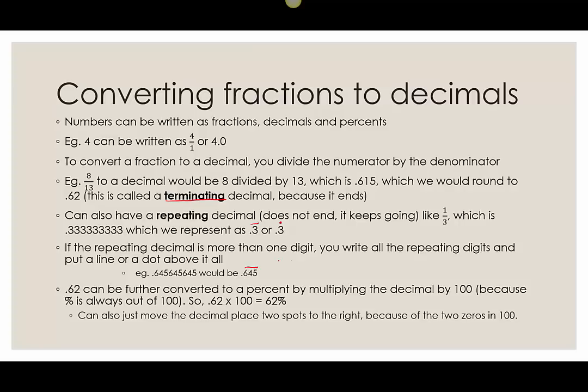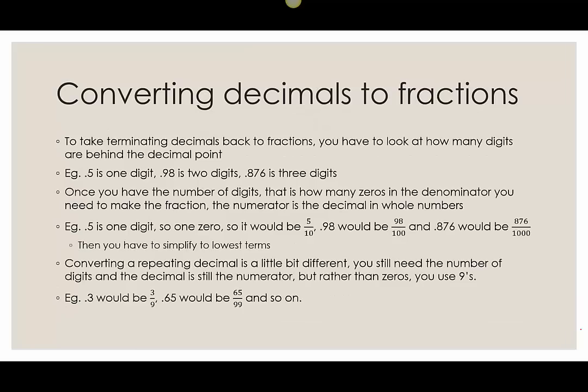So 0.62 can be further converted to a percent by multiplying the decimal by 100. Why do we multiply by 100? Because percentages are always out of 100. So 0.62 times 100 equals 62%. A faster way to do this is to just move the decimal 2 spots to the right because there's 2 zeros in 100. So if you had 0.375, we would just move that decimal 2 spots to the right and you would end up with 37.5%.